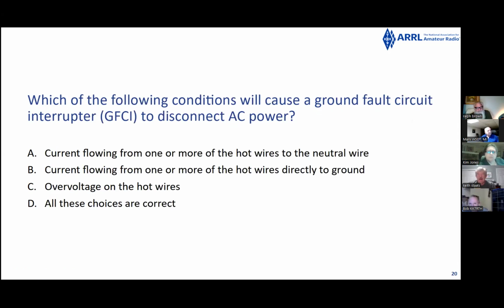Which of the following conditions will cause a ground fault circuit interrupter to disconnect AC power? Current flowing from one or more of the hot wires to the neutral wire, current flowing from one or more of the hot wires directly to ground, over voltage on the hot wire. All these choices are correct. I think all the choices are correct. Hmm. B. If I'm wrong, see how I got electrocuted. Current flowing from one or more of the hot wires directly to ground.